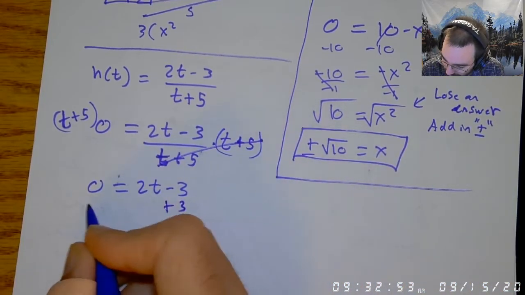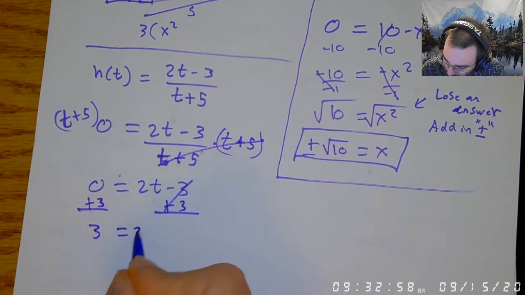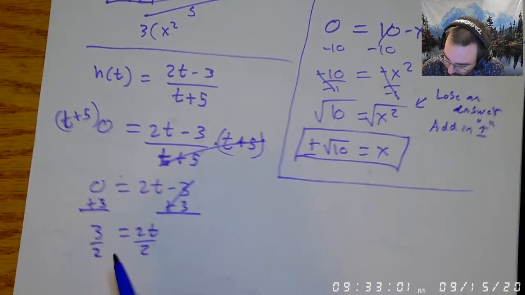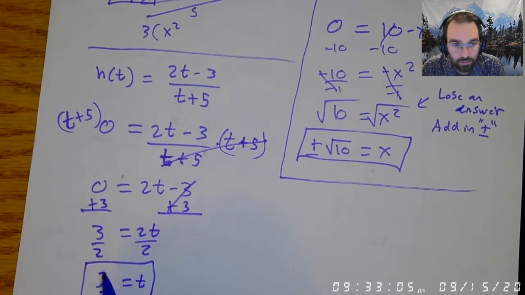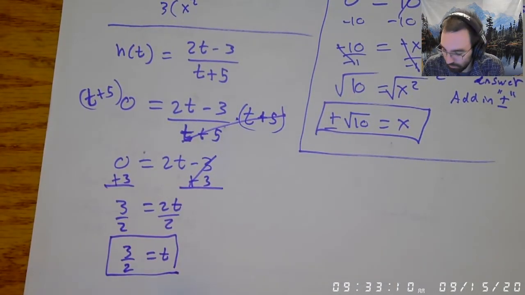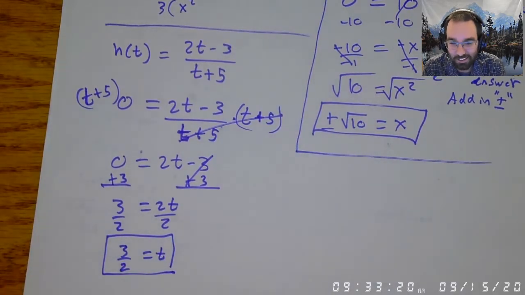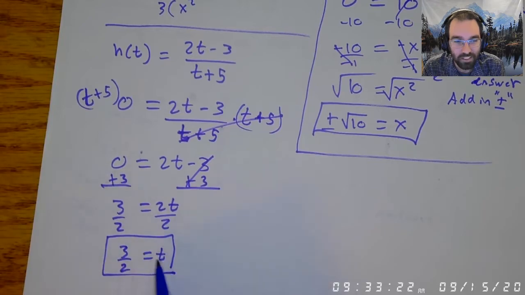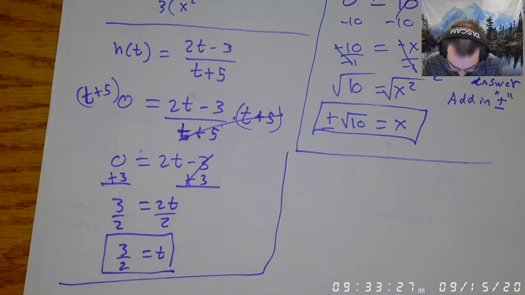So I'm going to go ahead and add 3. I get 3 equals 2t divided by 2, and I get 3 halves equals t. And remember, guys, fractions are your friends. Fractions just means that you were too lazy to actually do the division. Here, it's 1.5. But who cares? Just leave it like that. Because I had to think a whole bunch, and then I had to double check myself. So fractions are your friend. Lazy is cool.